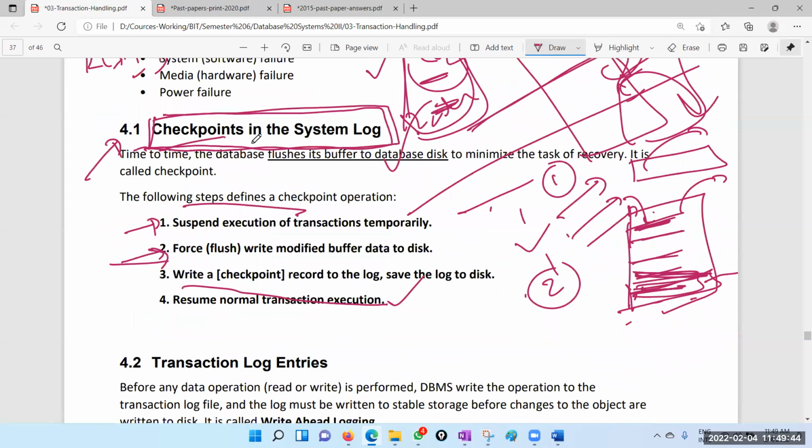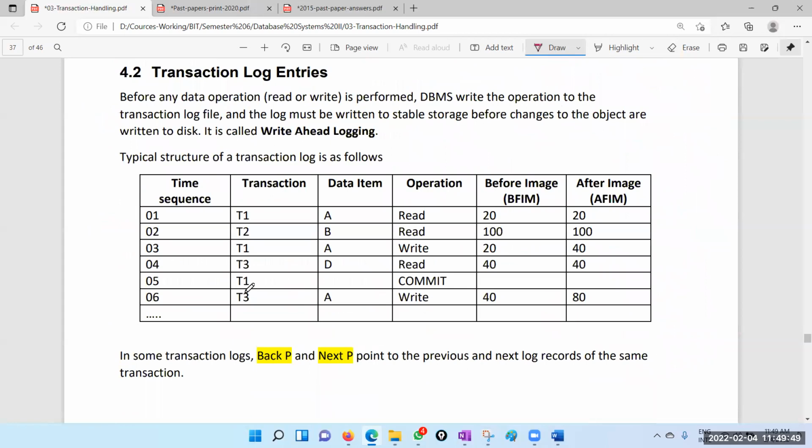I hope now you know what is meant by checkpoints and what is happening. Now we are going to discuss the format of these transaction log entries. Again, you have a timestamp, or just 1, 2, 3, 4, because exact time is also important when it comes to recovery, but at least you need a 1, 2, 3 timestamp. Then every time a transaction does a read or write operation, you mention which transaction, which data item, and whether it's a read or write operation.